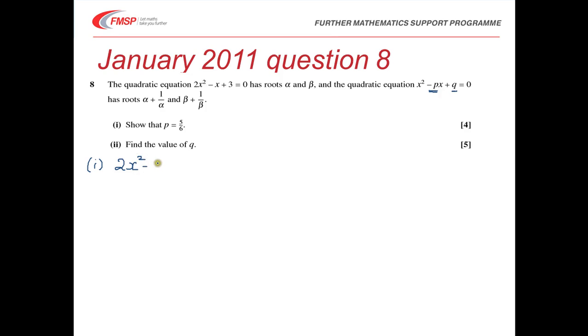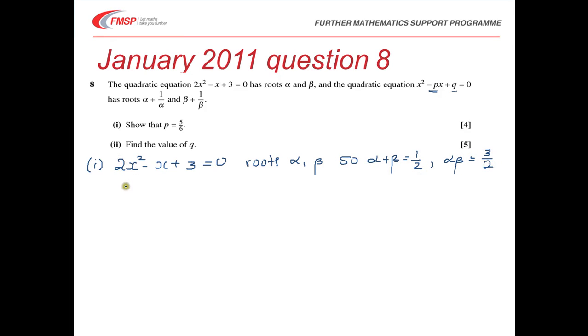So we have 2x squared minus x plus 3 equals 0. That has roots alpha and beta, such that alpha plus beta is minus b over a, so that's minus negative 1 over 2, which is a half, and alpha beta is c over a, so that's 3 over 2.